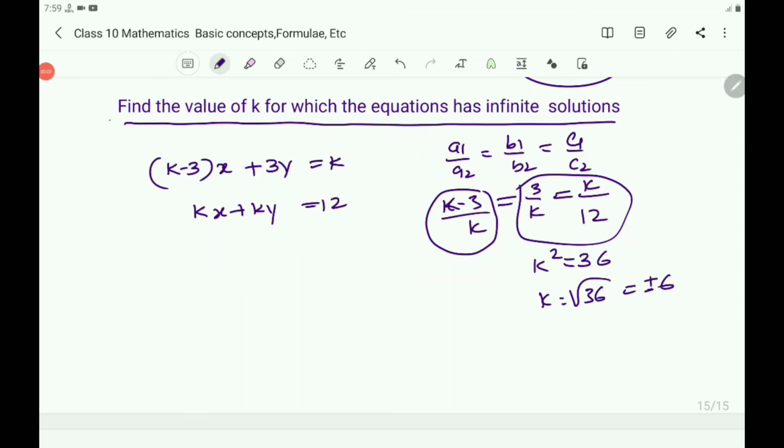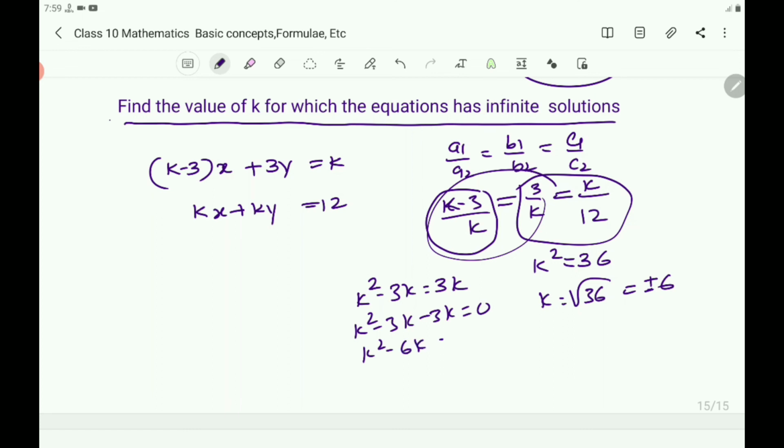If you take these two relations, you will take k square minus 3k equals 3k. Now you take k square minus 3k minus 3k equals 0. That is k square minus 6k equals 0. If k is taken common, k into k minus 6 equals 0. So you will get k equals 0 or k equals 6 here. So the answers are k equals 0, or 6 or minus 6.